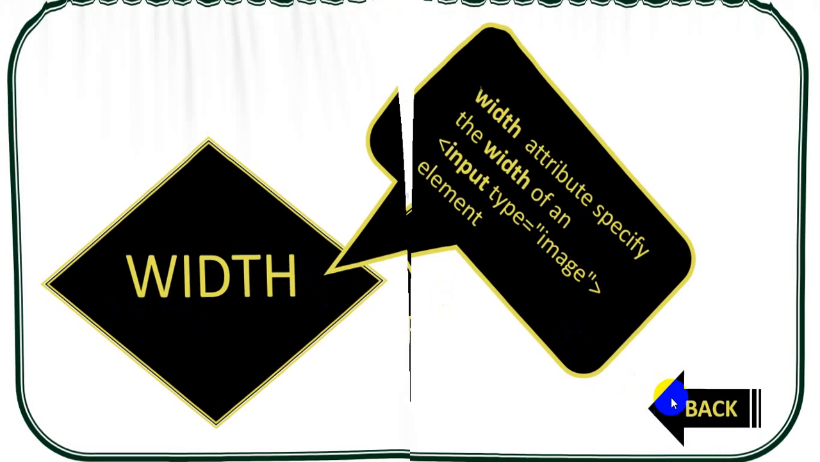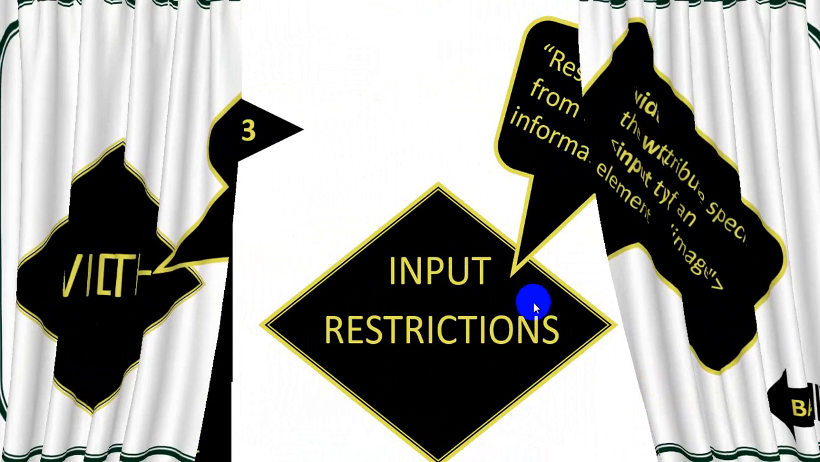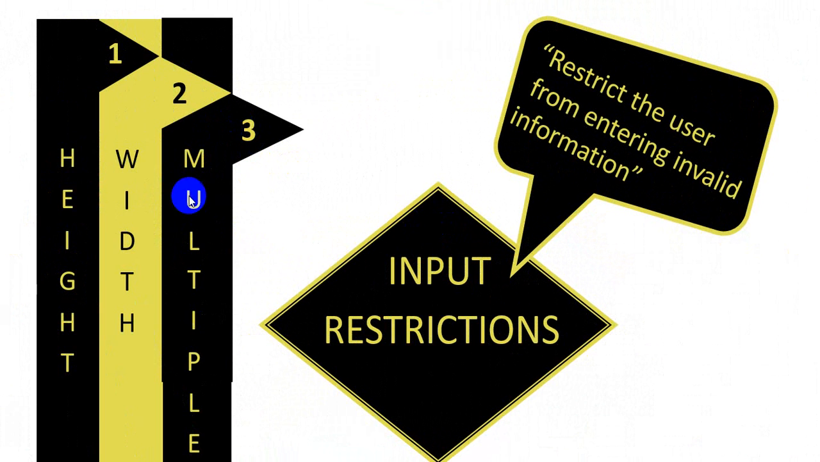After that we will see our third topic, that is multiple. What is multiple? The meaning of multiple is very simple. Multiple means more than one. In certain cases we have to accept more than one value.